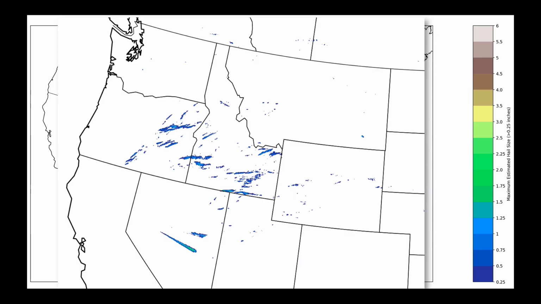And I did grab this map that shows, zoomed in here over the Pacific Northwest, where we did pick up some hail on radar, and several locations here picking up some small pea-sized, maybe a little bit bigger than that, hail.